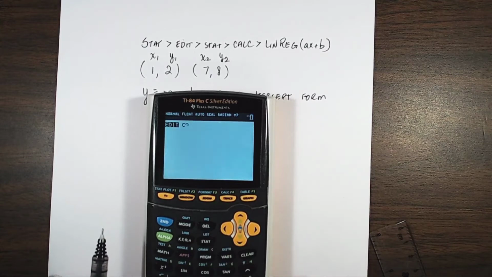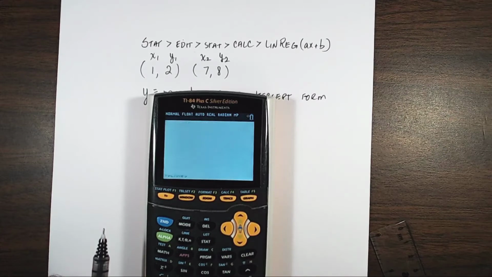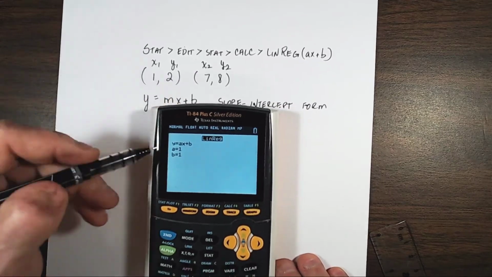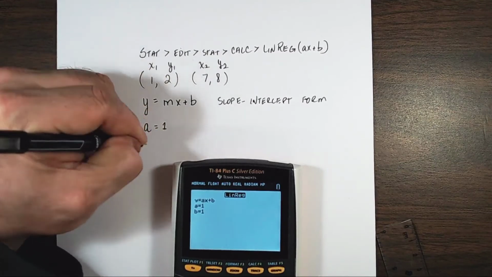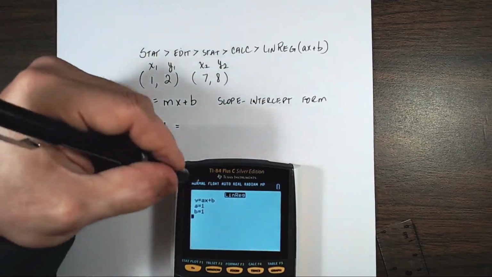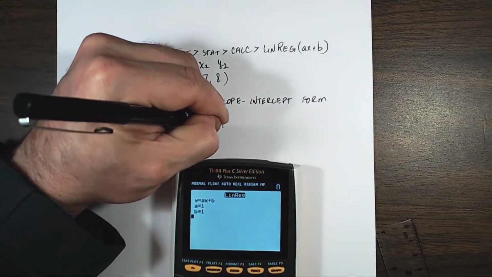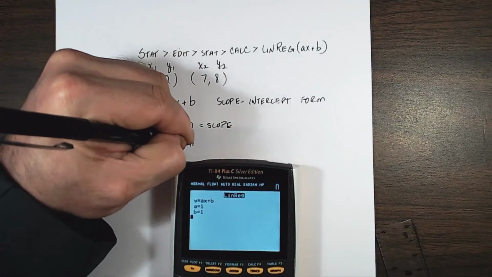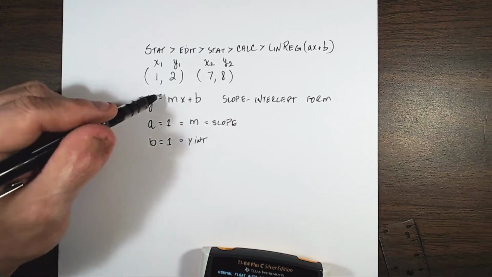Now, we hit stat again, go over to calc, and go down to linreg ax plus b, enter, enter, enter, enter, enter, calculate. And what it tells you is a is 1 and b is 1. Okay, so it says a equals 1, b equals 1. The one thing we need to remember is that a in this calculator is m, the slope, okay, and b is still the y-intercept.